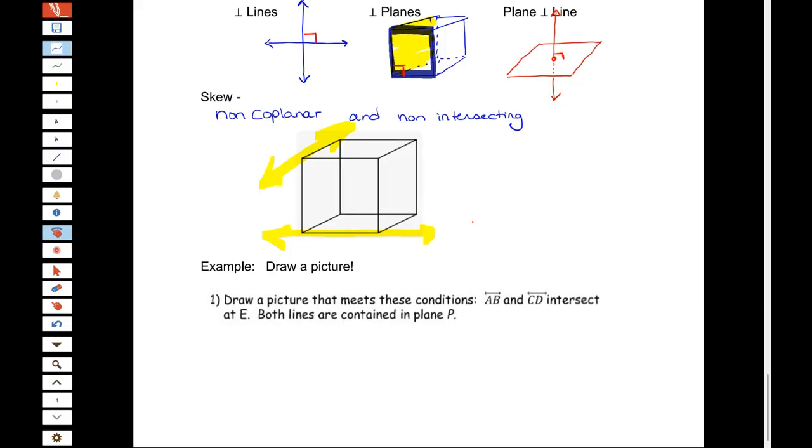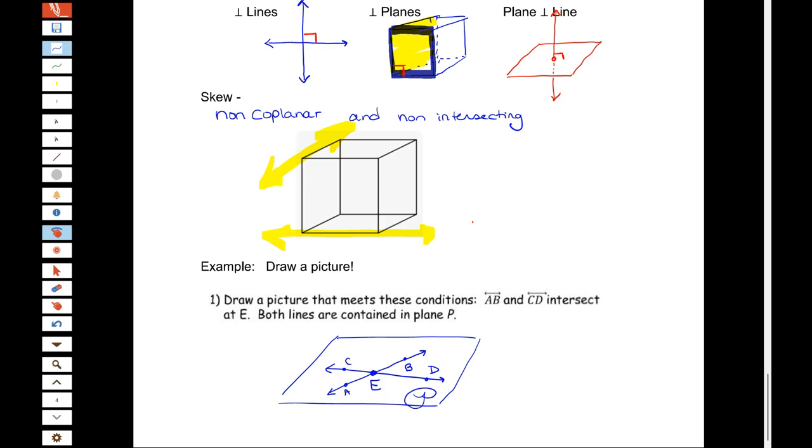And then here's an example of a type of problem on your worksheet. It says draw a picture that meets these conditions. Line AB and line CD intersect at E. So here's line AB. Here's line CD. And they intersect at one point, E. Both lines are contained in a plane, which is called P. There's lots of ways you could draw that picture, but that's one of the ways you could draw it.